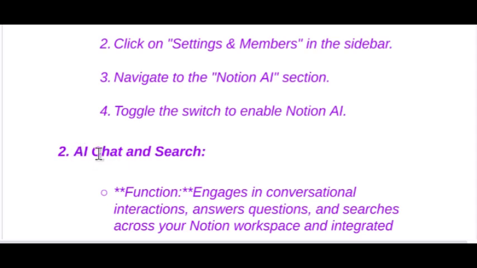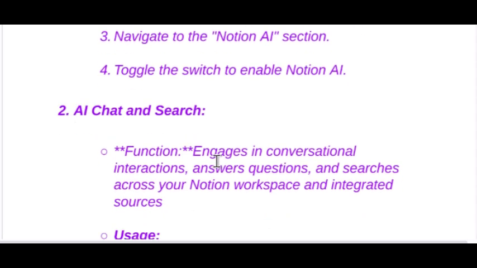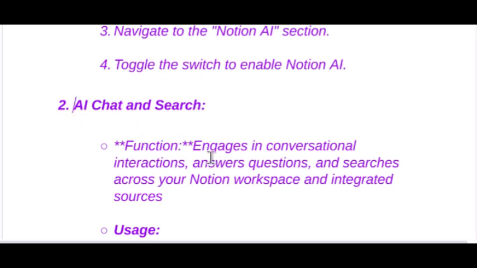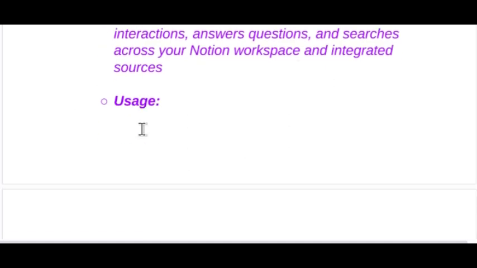Now the feature I want to use is called the AI chat on search. That is the AI feature we'll talk about today. Now the AI chat on search helps you in engaging in conversational interaction, answers questions and searches across your Notion workspace and integrated sources. And how do you use this?